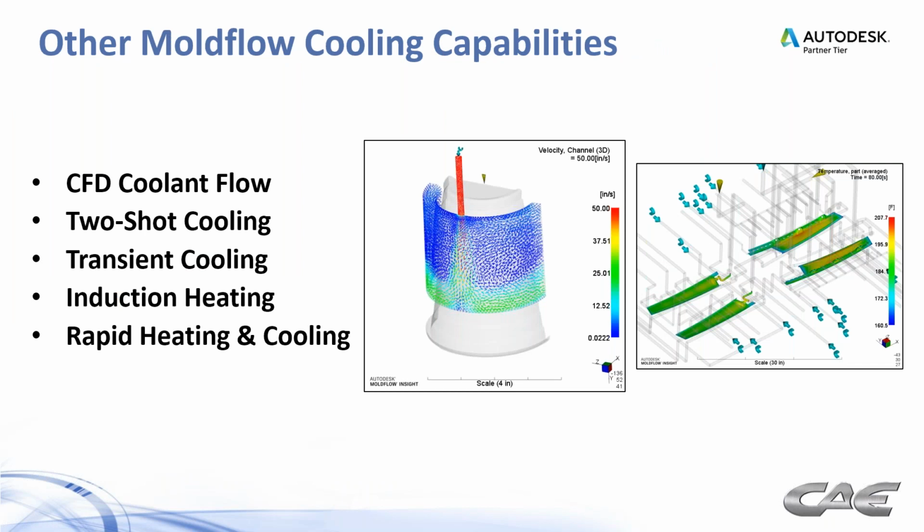Okay, so those are the fundamentals, right? It's all about uniformity and efficiency, and those things can be carried over to other different types of Moldflow cooling capabilities. I'll mention a few here. We're not going to go through all of these in depth, but we will a couple of them. The first one is CFD coolant flow. We'll talk about that in a second. We have two-shot cooling, transient cooling, induction heating, and rapid heating and cooling.